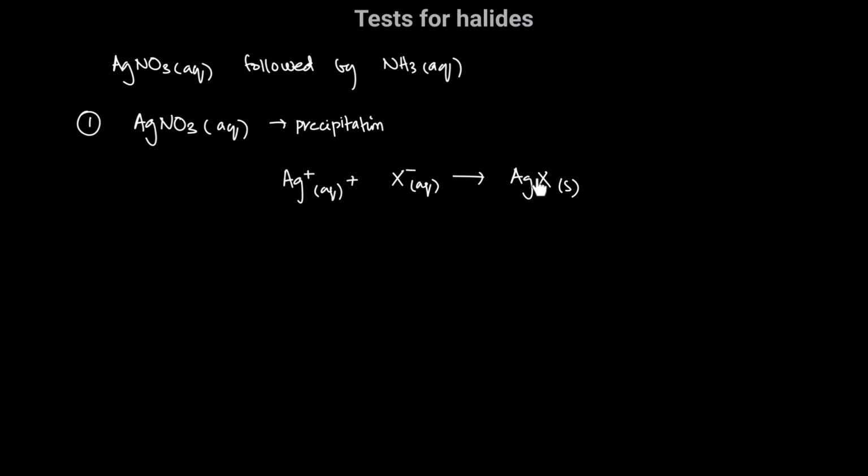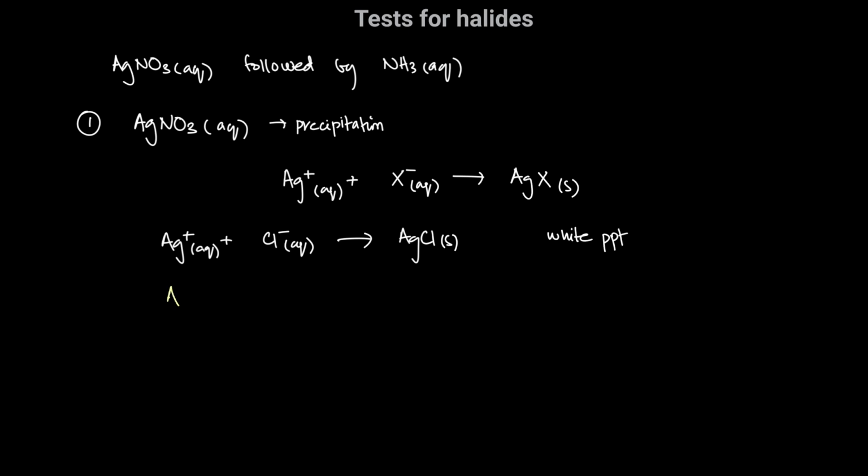This is the ionic equation for that precipitation reaction, but this is the general equation. Now we're going to look at each of these halides individually. For example, if silver ions reacted with chloride ions, we would get a white precipitate of silver chloride.